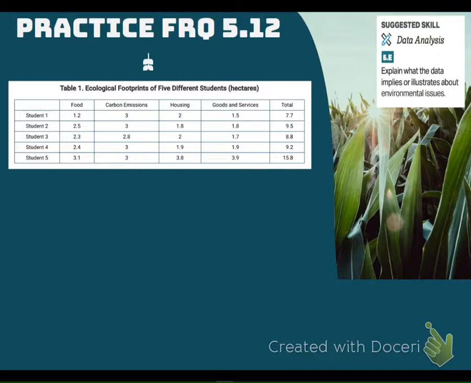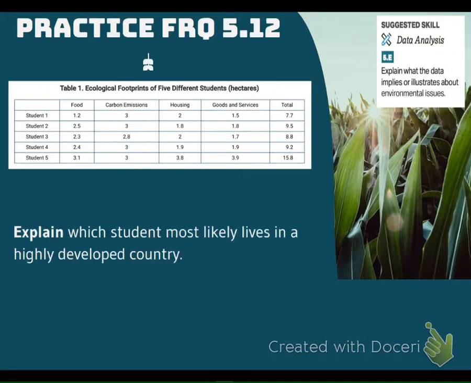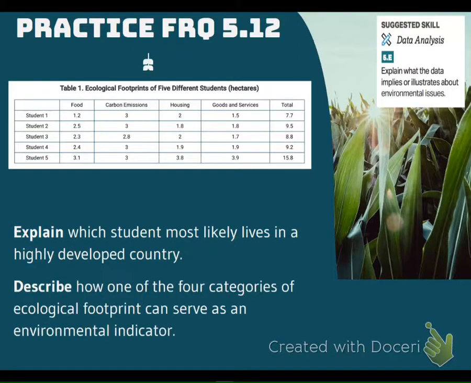So the practice FRQ 5.12 is, if you look at that data, can you explain which student most likely lives in a highly developed country? Student 1, 2, 3, 4, 5. Can you describe one of the four categories of ecological footprint, and how can those categories serve as an environmental indicator as to whether it's sustainable or not?